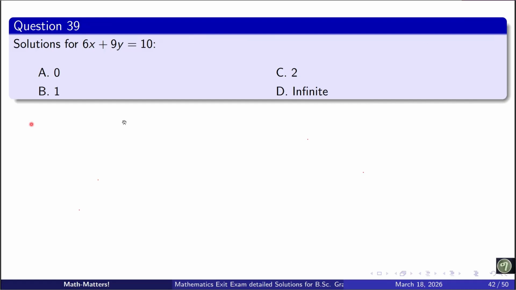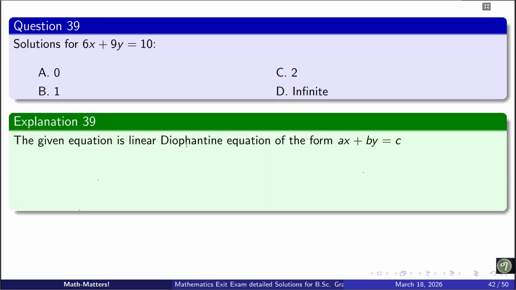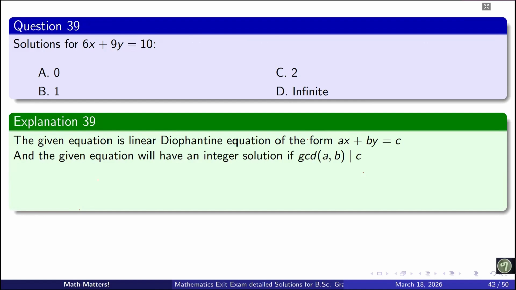Okay, next. Solve: the solution for 6x plus 9y is equal to 10. Options: A, 0; B, 1; C, 2; and D, infinite. You know that the given equation is a linear Diophantine equation of the form ax plus by is equal to c. And the given equation will have an integer solution, that is, solutions which are integers, if and only if the GCD of the coefficients of the variables divides the constant c.